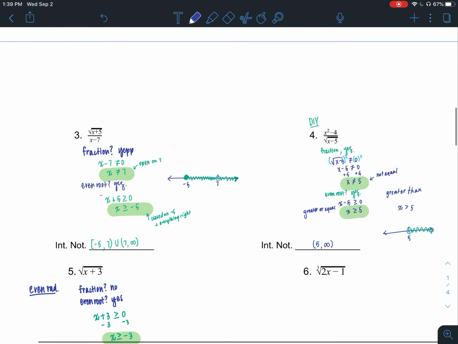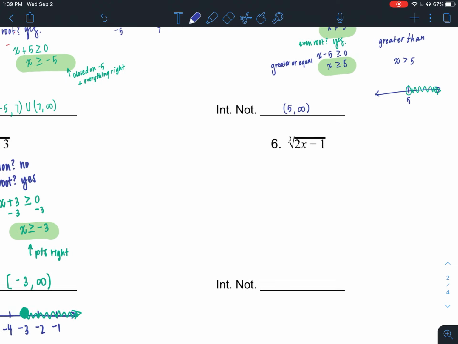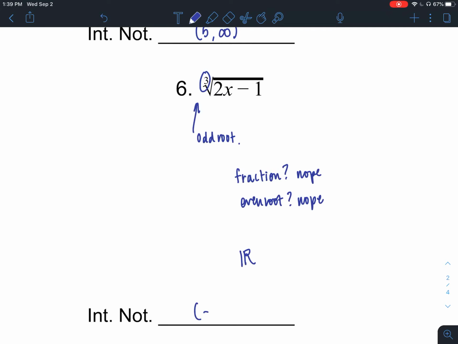All right, everything's kind of small. I want to zoom out, but all right, finally, number 6, note that we have an odd root here, okay? Ask yourself, is there a fraction? Nope. Is there an even root? Nope. So the answer is all real numbers, or negative infinity to infinity.